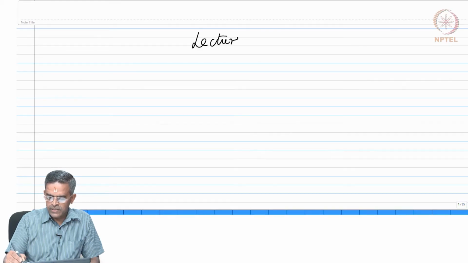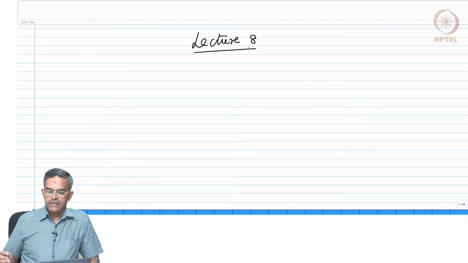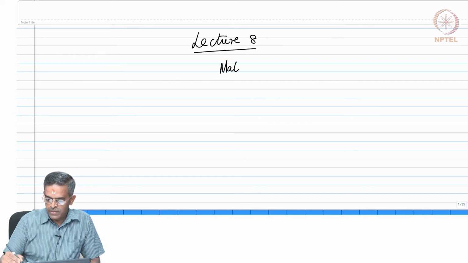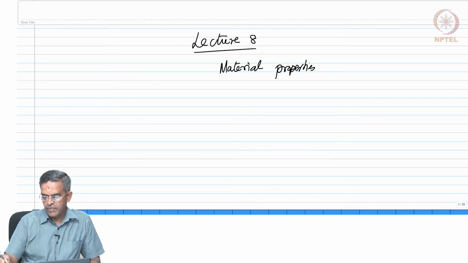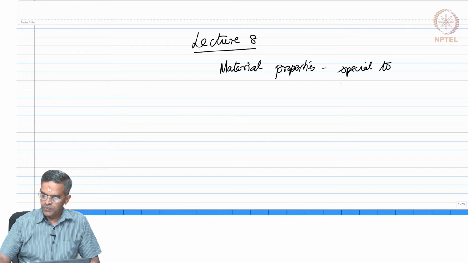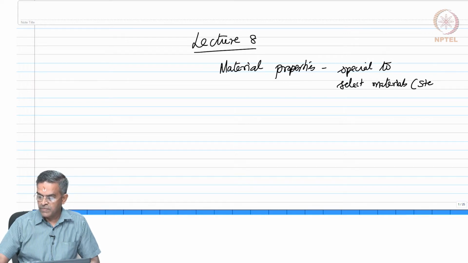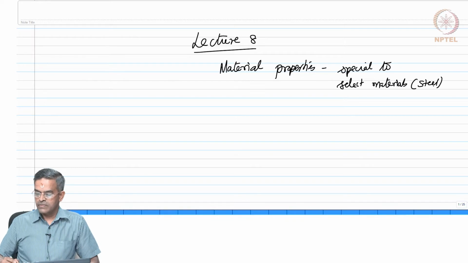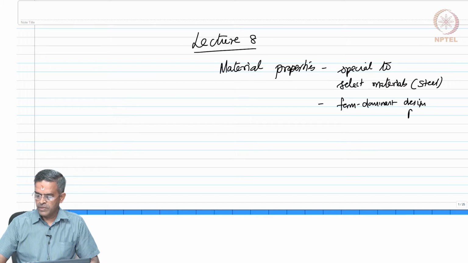Let us continue to discuss something about the material properties which are very special to select materials like steel, which are applicable to form dominant design principles.